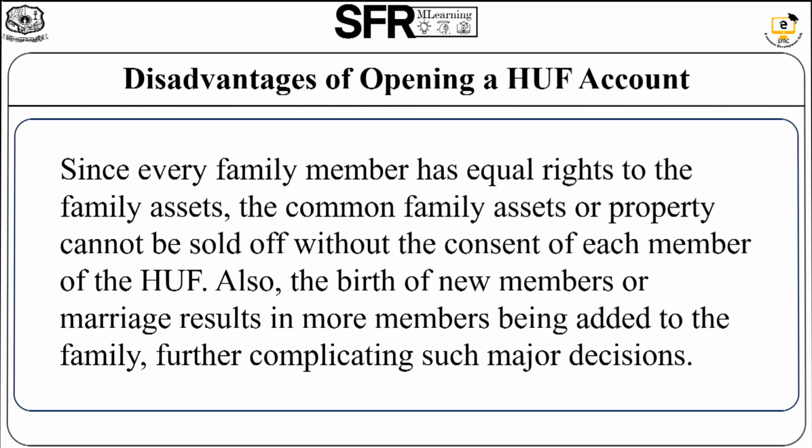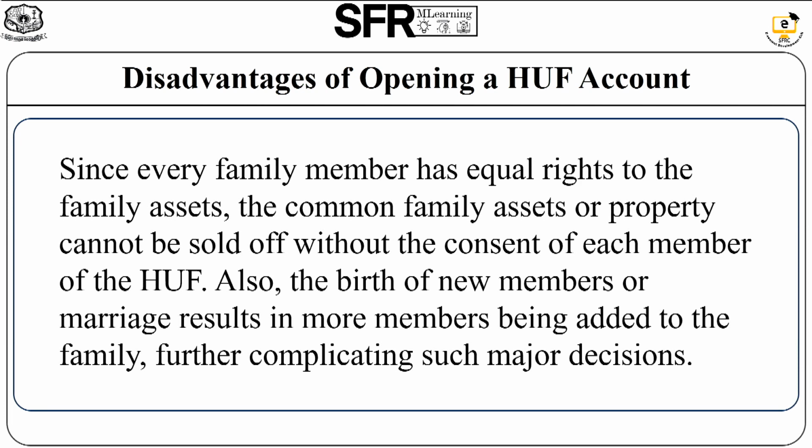The second disadvantage is that since every family member has equal rights to the family assets, the common assets or property cannot be sold off without the consent of each member of the HUF. So the common property cannot be sold. Also, the birth of new members or marriage results in more members being added to the family, further complicating matters. So adding more members to the family leads to complications in this form of organization.